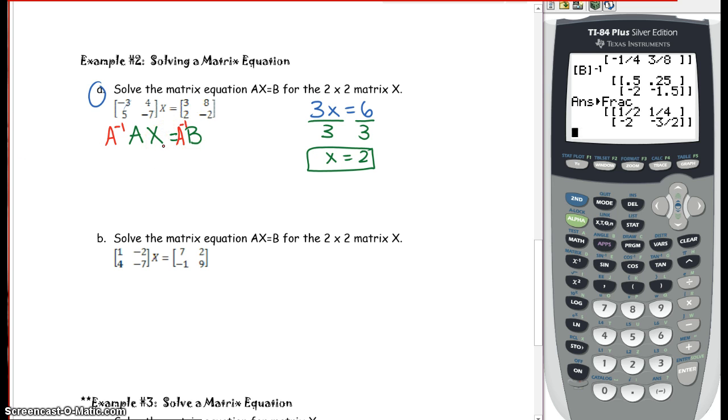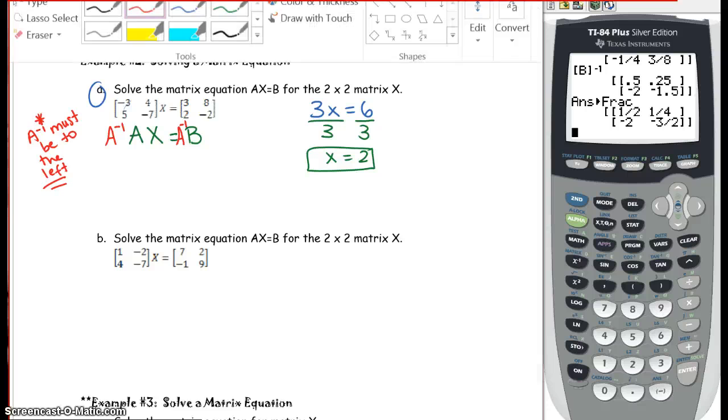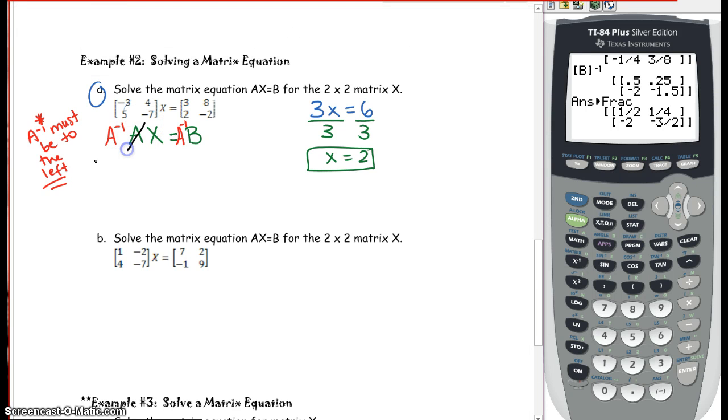Now, it is important, and I'm going to write it here: A inverse must be to the left. As a matter of fact, if you don't put it to the left of the answers, then you do end up getting it wrong. So what ends up happening is matrix A and matrix A inverse cancel each other out. You're left with X equals A inverse times B. And this is true for every single one of them. So we're now going to use our calculator to figure out what our final answer is.